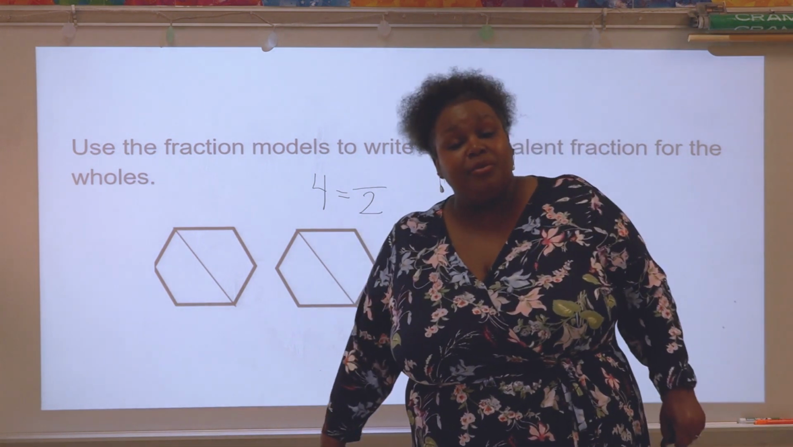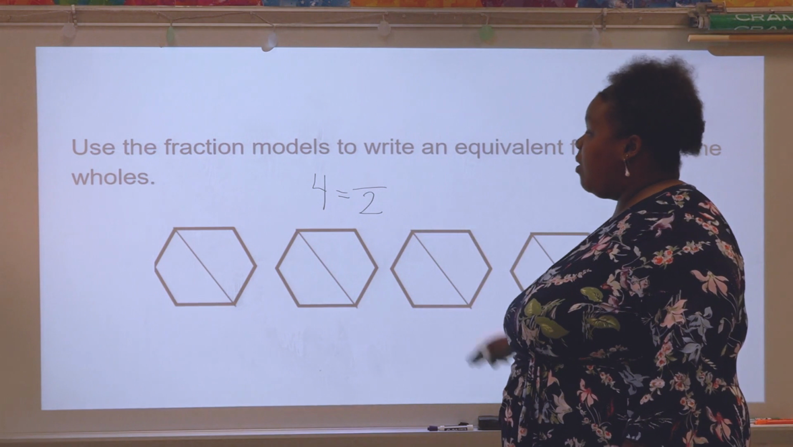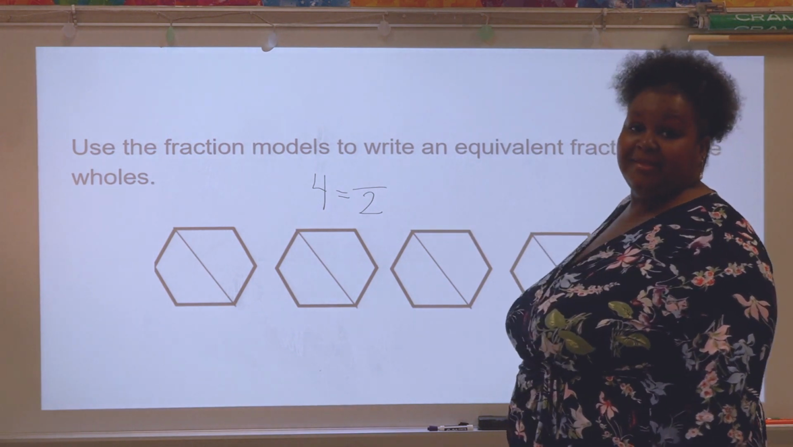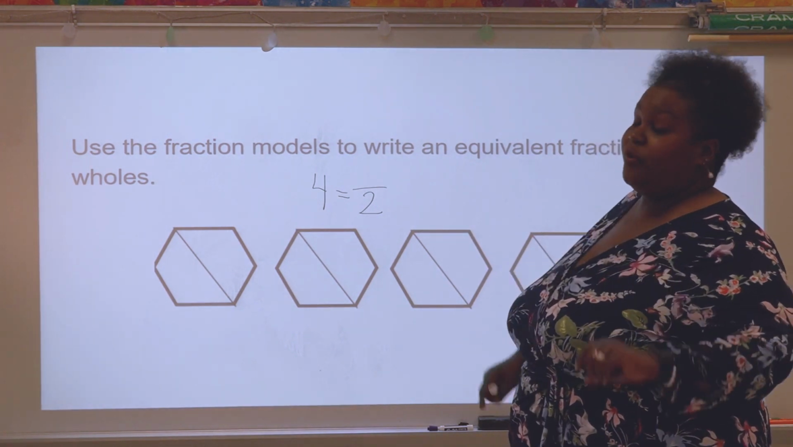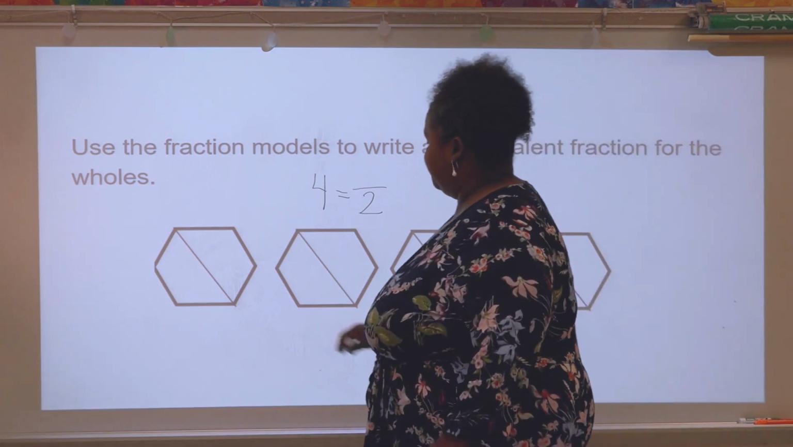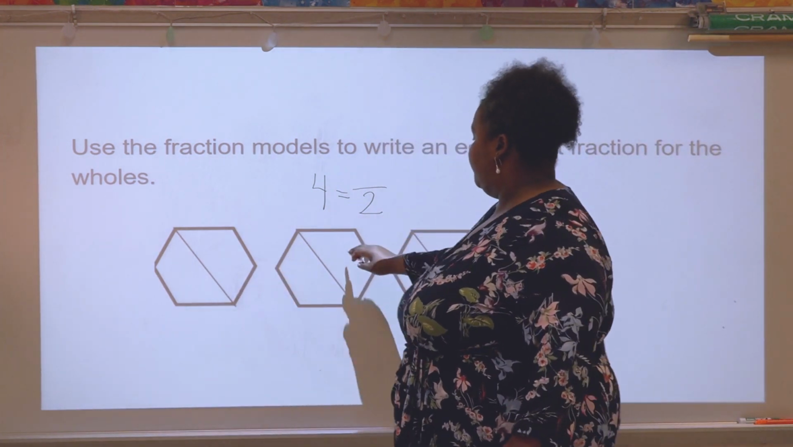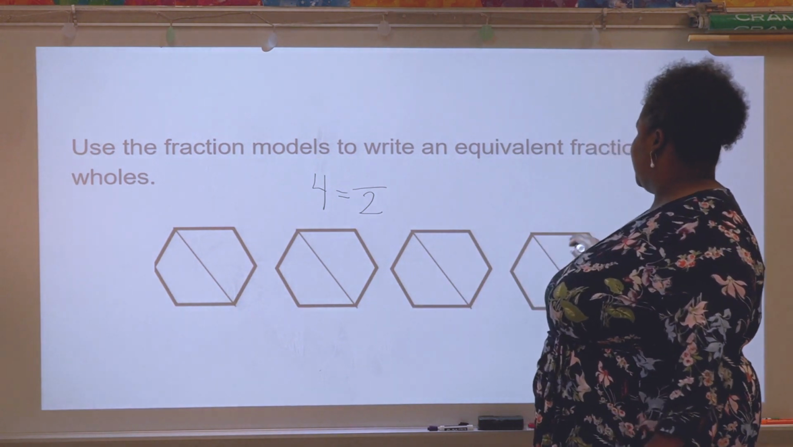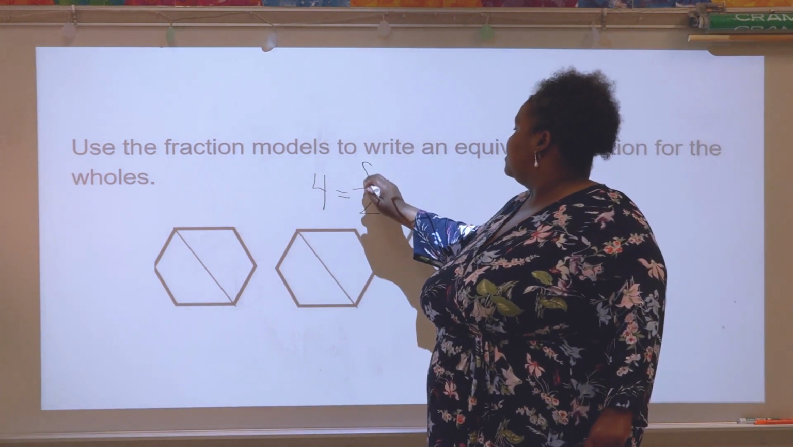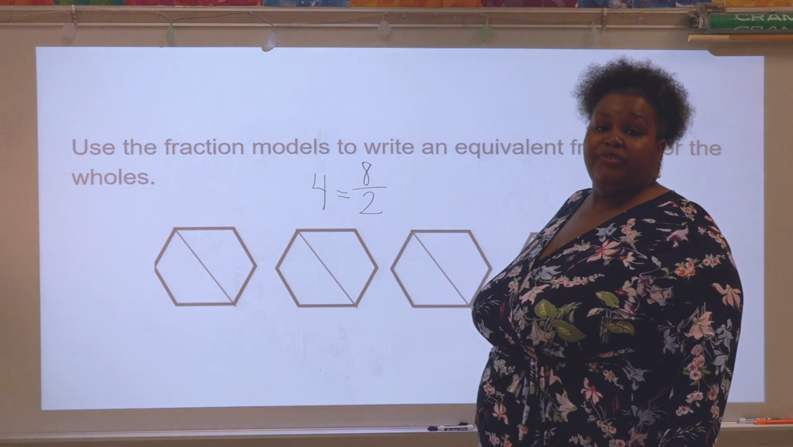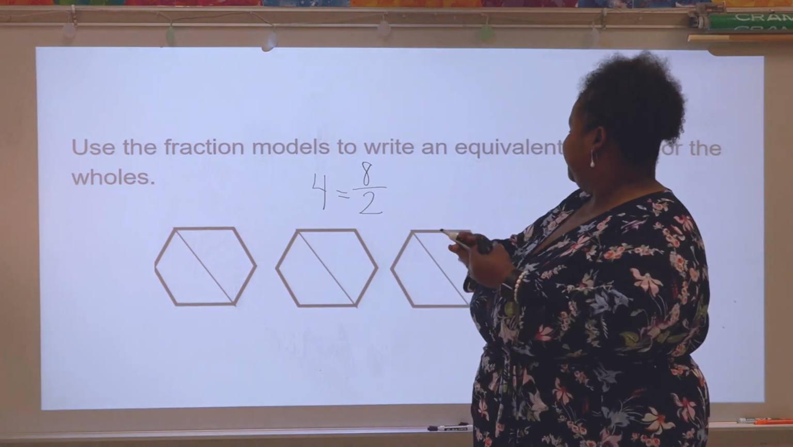To find my numerator, I would count all of my pieces. That's going to give me all my equal pieces. Let's count them. 1, 2, 3, 4, 5, 6, 7, 8. 4 is equal to 8 halves.